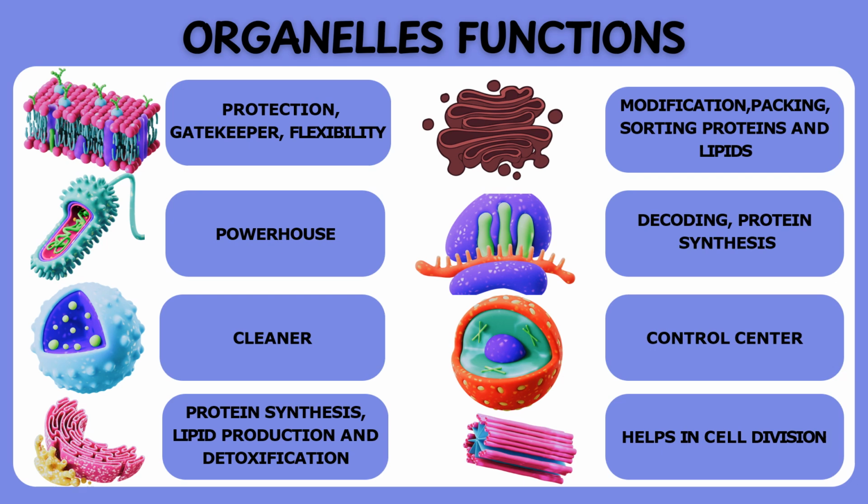7. Rough endoplasmic reticulum, RER. Covered with ribosomes. Synthesizes and processes proteins, especially those destined for membranes or export. 8. Nuclear membrane. A double-layered membrane with nuclear pores. Separates the nucleus from the cytoplasm and controls material exchange.